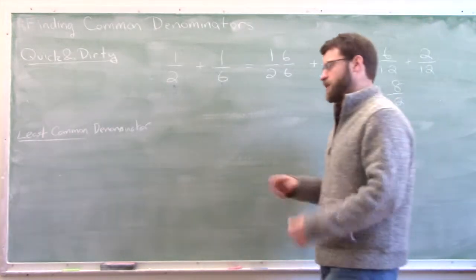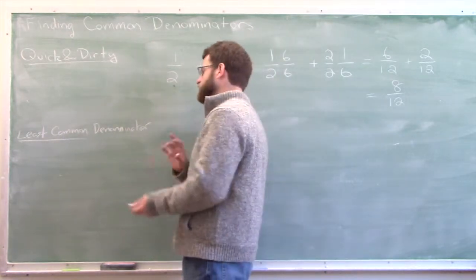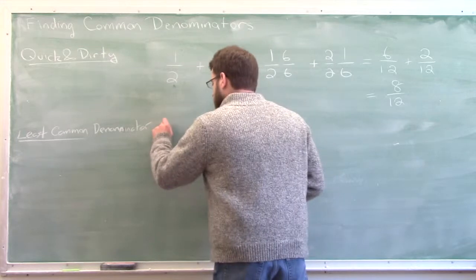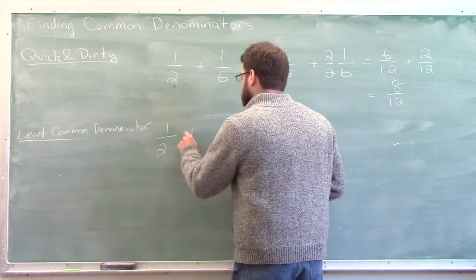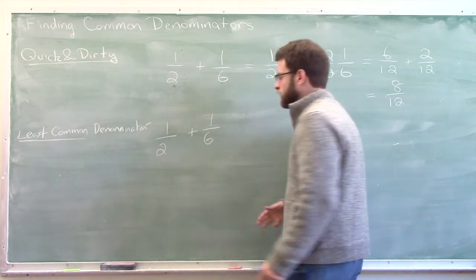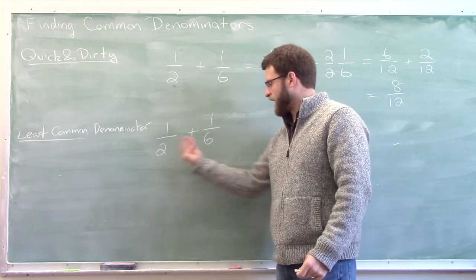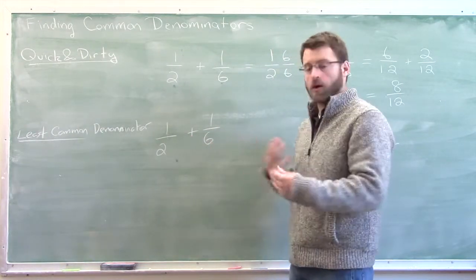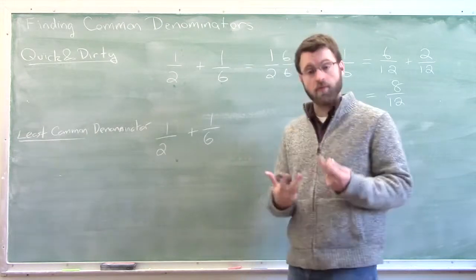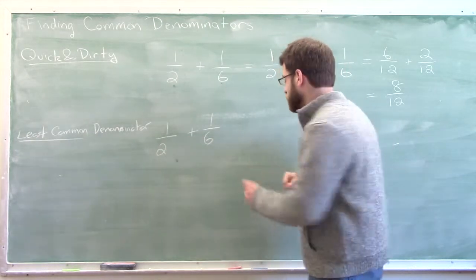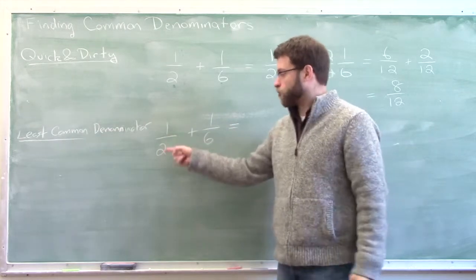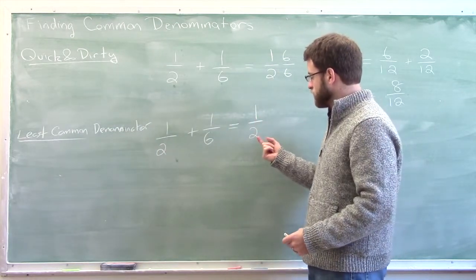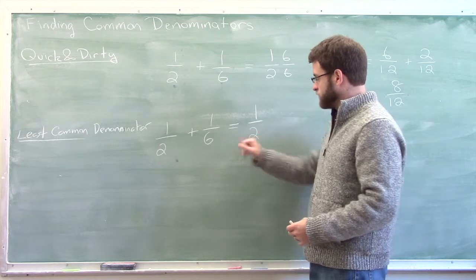Let's look at the same example, but I'll do it by finding the least common denominator rather than this quick and dirty method. If I want to find the least common denominator, what I need to first do is dissect the denominators that I'm trying to add together to see what component parts they have. So I look at the prime factorization of each of these denominators. 2 is a prime, so 2 is its own factorization. So nothing needs to be done there.